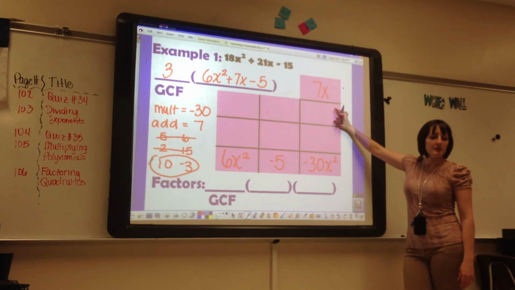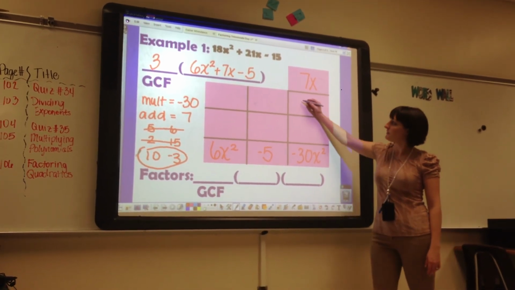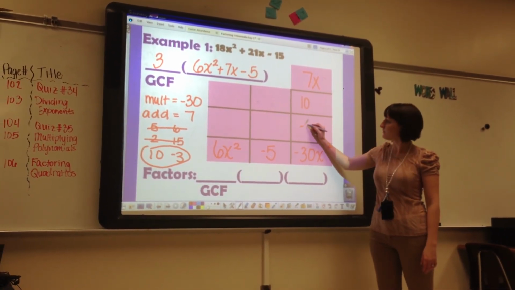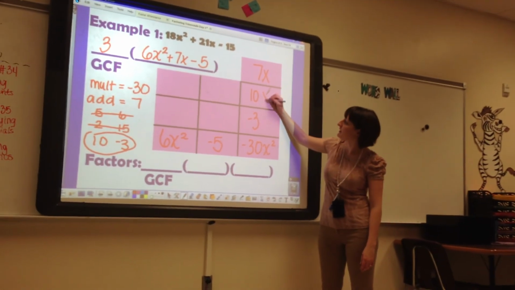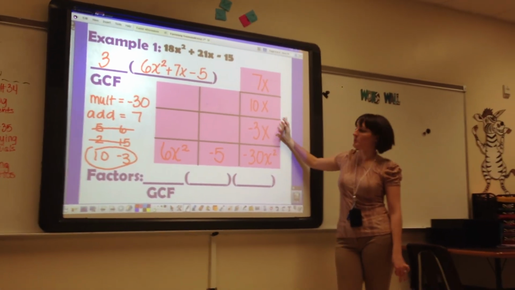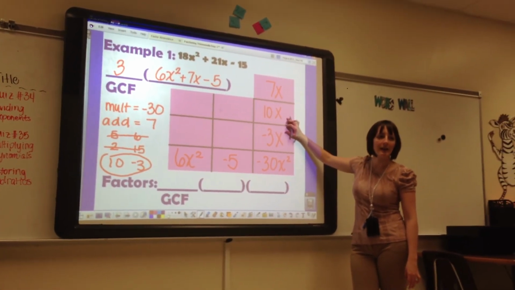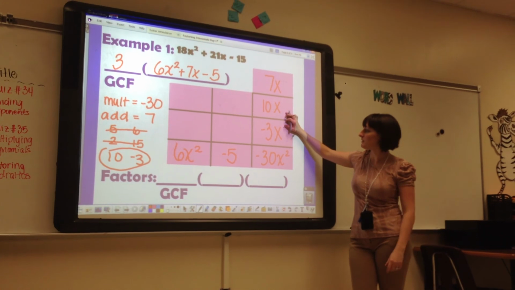What does it say has to go here? Largest. That's the largest one, and negative 3. Now since we want it to add to get this, they both have to have x's. So those two boxes are always going to have x's. Got it? Okay.